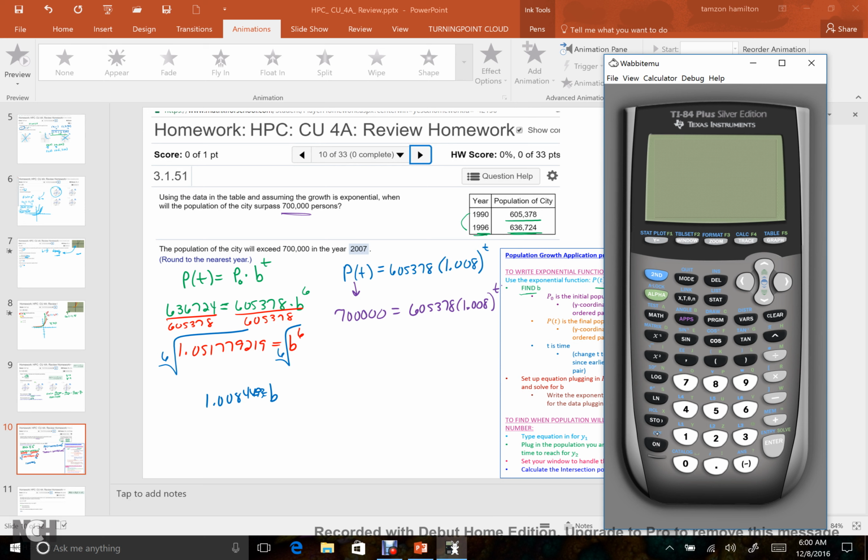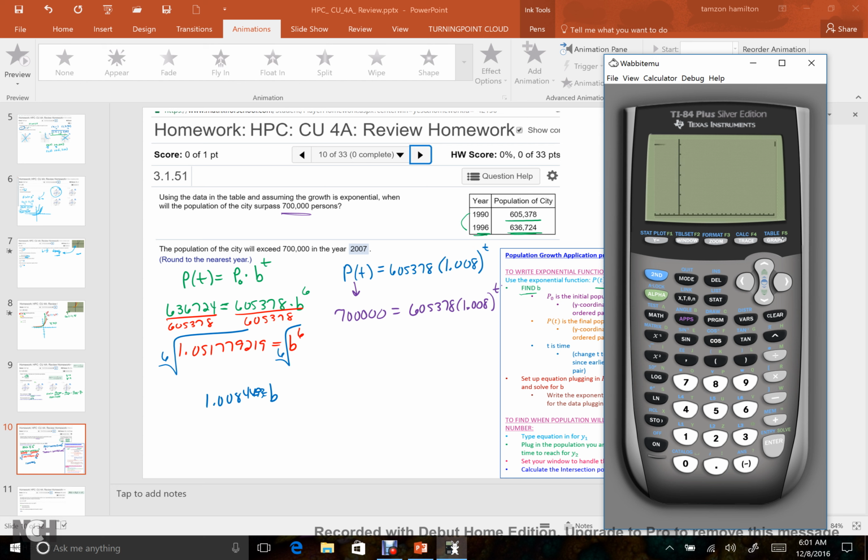So what we're going to do is go to y equals, and clear out that stuff. We're going to type in 700,000 for y1. And then the other one, we're going to type 605378 parentheses 1.008 parentheses caret to the x. Okay, so we're going to set our window. I don't really care about the negatives. 40, I don't know if that's going to be enough. 2007, yeah, it should be enough. And then I need to go at least 700,000. So let's go 750,000, and let's count by 100,000.